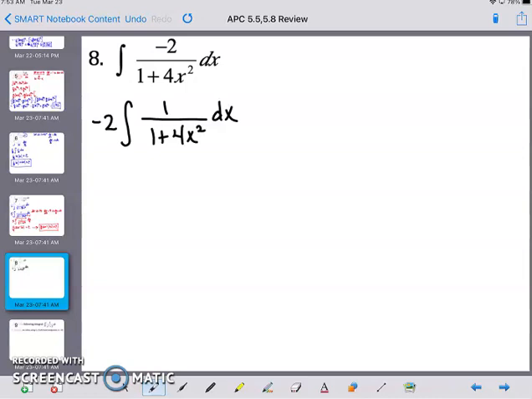Okay, and now this one, because I don't have a variable in the numerator, now this one looks like the derivative of inverse tangent. I just have to rewrite that 4x squared as some quantity being squared. But I know that 4x squared comes from 2x times 2x, right? So I can rewrite this as -2 times the integral of 1 over 1 plus the quantity 2x squared dx.